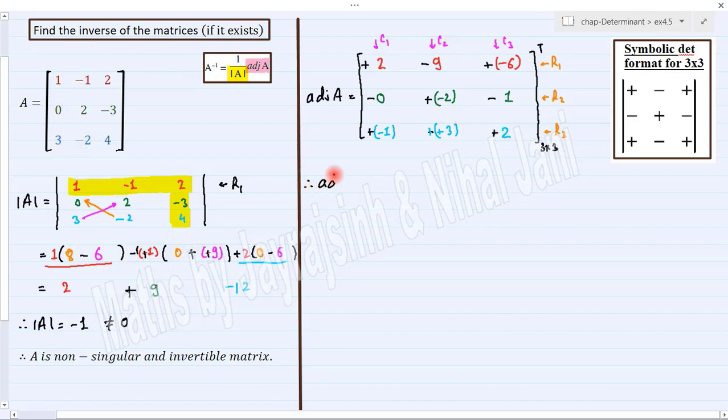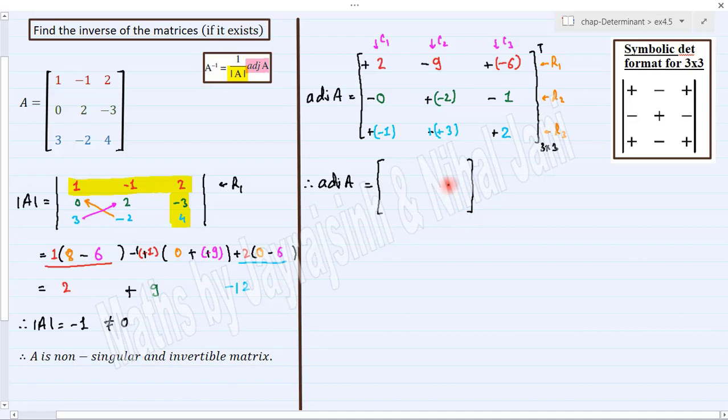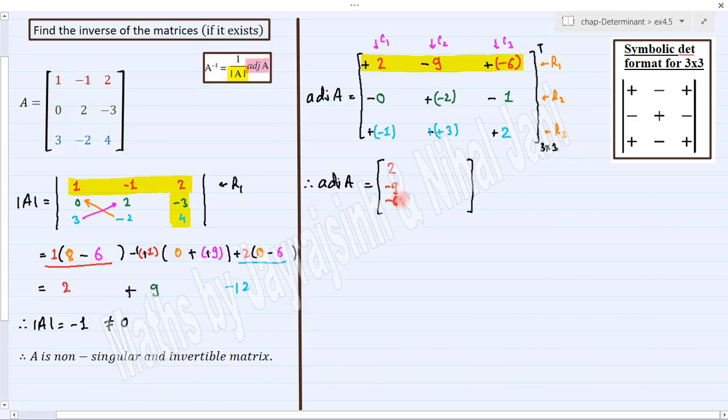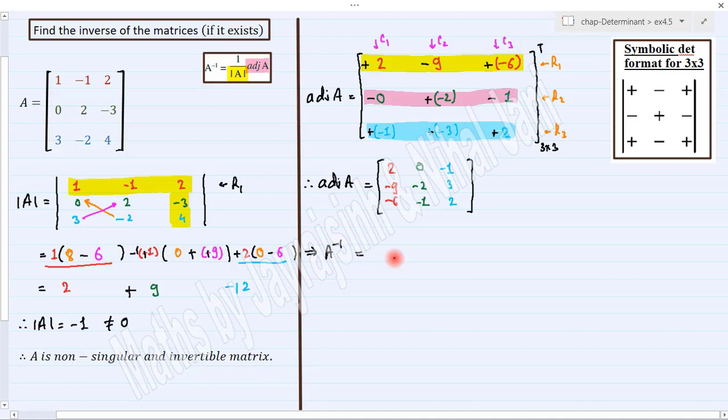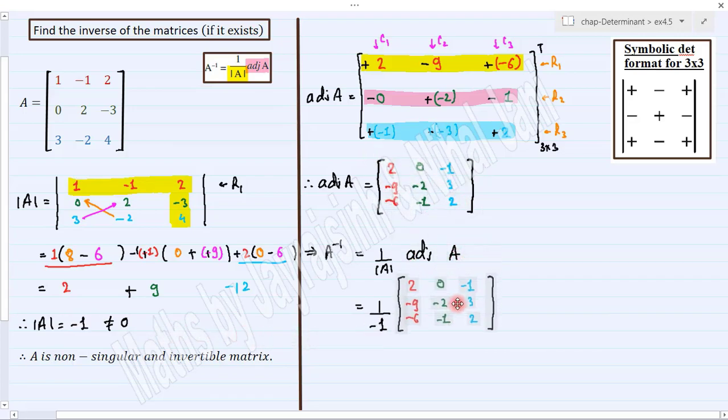So finally, to get adjoint of A, we just have to take transpose of this matrix. So your first row will become your first column, then second row will become your second column, and your last row will become your last column. So we get our adjoint of A, and we are ready to find out inverse of A, which is 1 upon determinant of A into adjoint of A. So let's get 1 upon your determinant of A and get your adjoint of A.